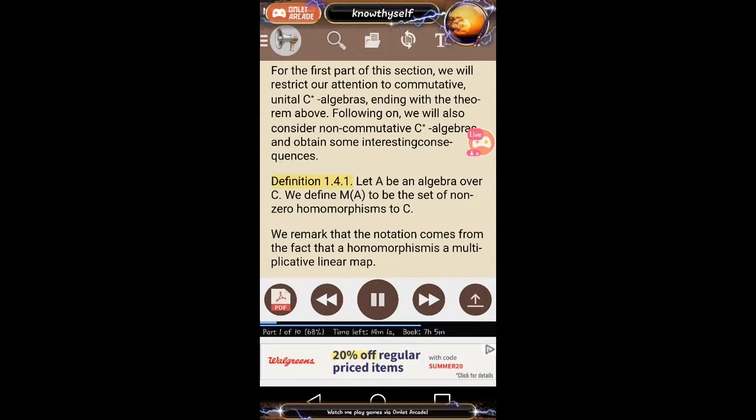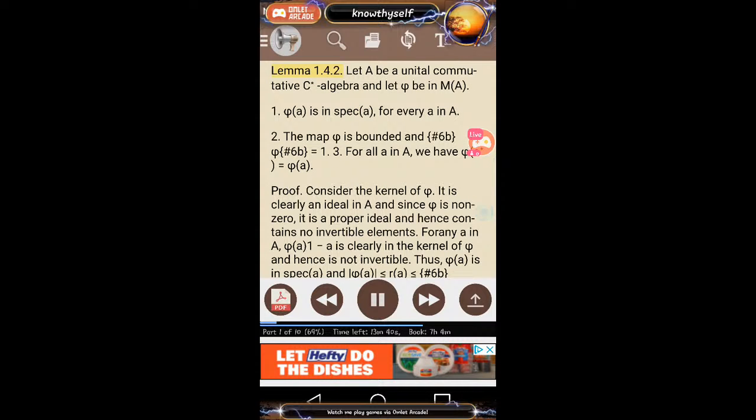Definition 1.4.1. Let A be an algebra over C. We define M(A) to be the set of non-zero homomorphisms to C. We remark that the notation comes from the fact that a homomorphism is a multiplicative linear map. Lemma 1.4.2. Let A be a unital commutative C*-algebra and let φ be in M(A). 1. φ(a) is in spec(a) for every a in A. 2. The map φ is bounded and ‖φ‖ = 1. 3. For all a in A, we have φ(a*) = conj(φ(a)).